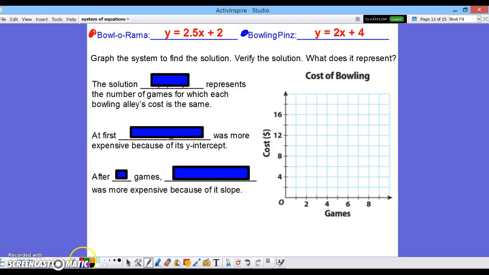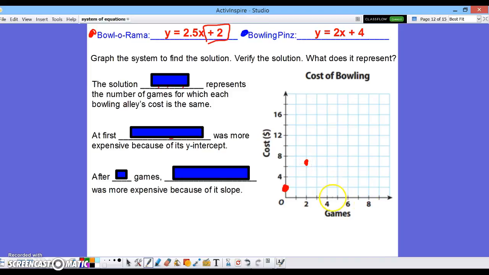All right, so Bowl-O-Rama, we can see we have a y-intercept of 2. So I can see over here it's counting by 2s. So I'm going to start there. That's my starting point. Even if I don't bowl any games, I still have to pay $2 because I have to get my shoes. All right, so I'm going to go up 2.5 and over 1. An easy way to think about this is just to substitute in the 2. So 2.5 times 2 would give you 5. So for 2 games, that's $5 plus the $2 will give me 7. It's going to get me about right here.